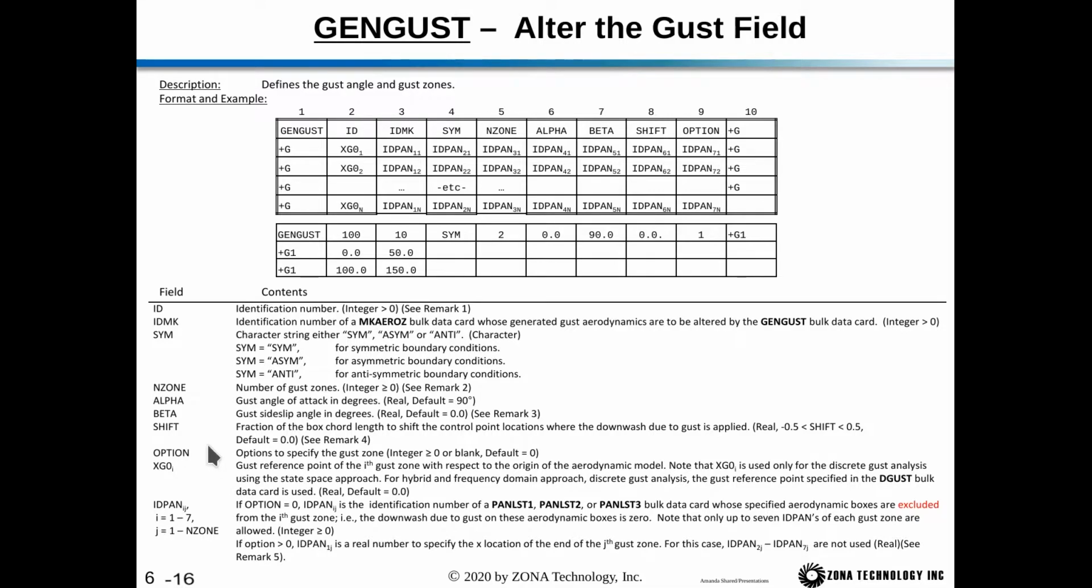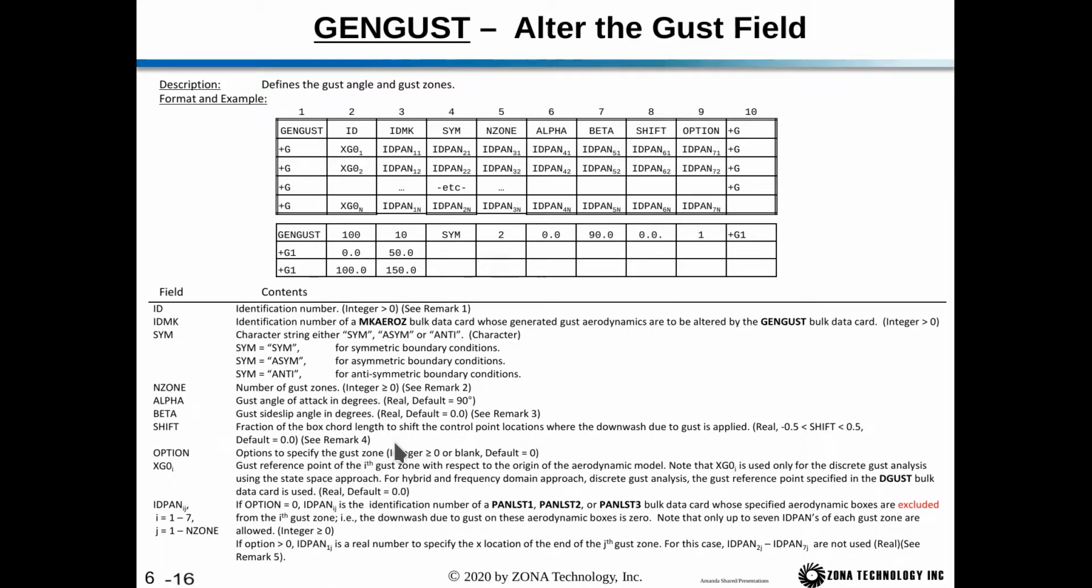For option equals 0, the ID pan is the identification number of a pan LST1, pan LST2, or pan LST3 card whose specified aerodynamic boxes are excluded from the ith Gust zone. If option is greater than 0, then ID pan is a real number to specify the X location of the end of the jth Gust zone. So in this case, the remaining ID pans are not used. So this is an easier option for inputting which boxes belong to which Gust zone.